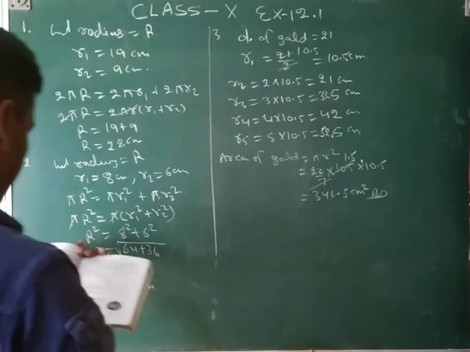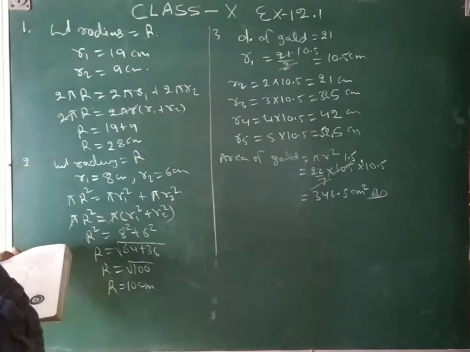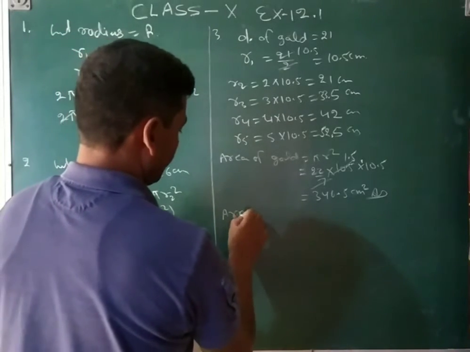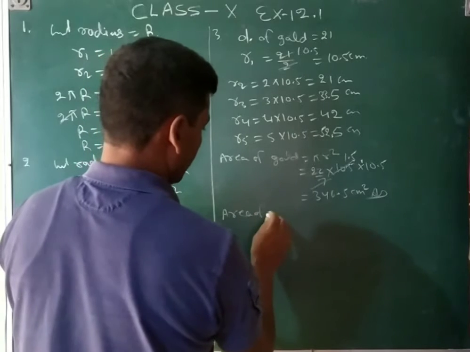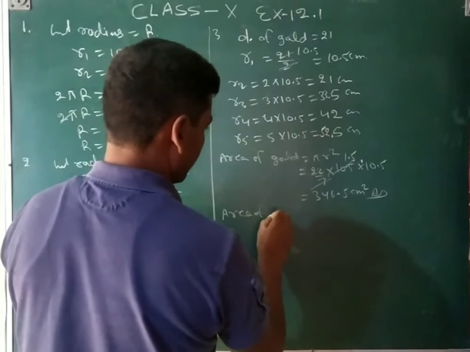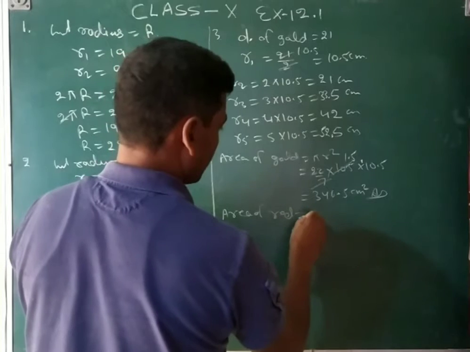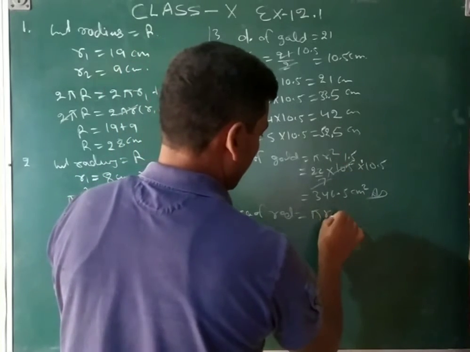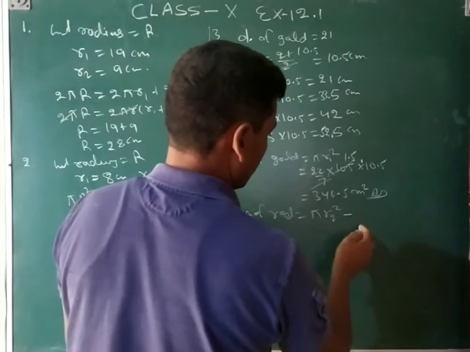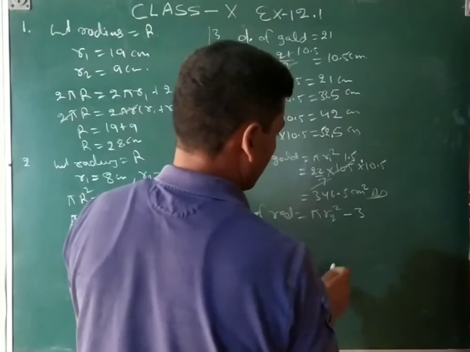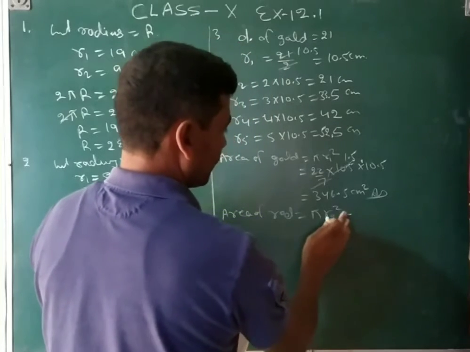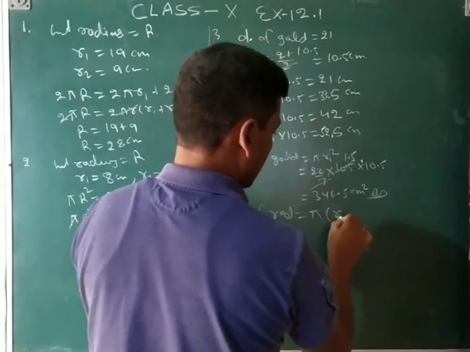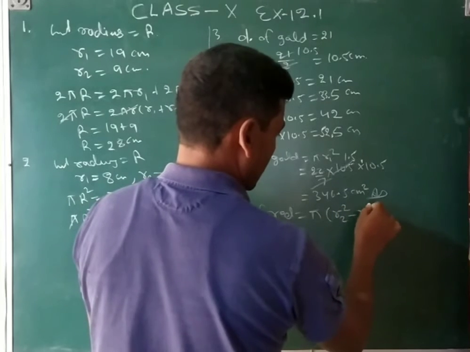Area of the second region, oh sorry, gold we have found, now red. That is pi r2 square minus the area of gold, pi r1 square, or we can write it like this: pi times r2 square minus r1 square.